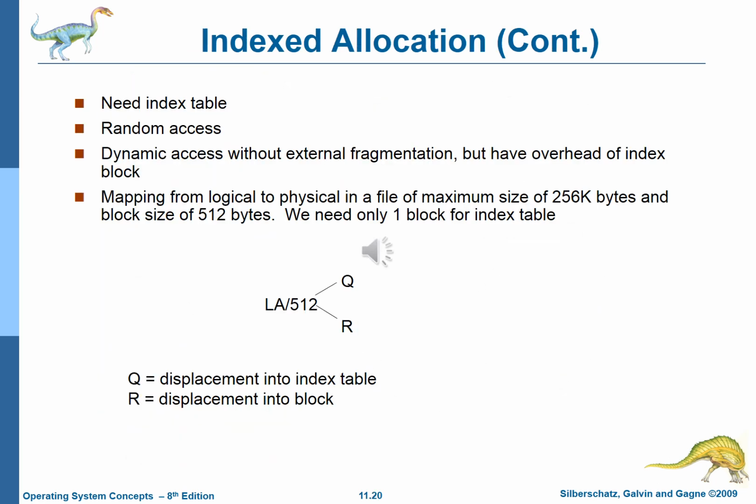An advantage of index allocation is that it is suitable for random access. Suppose you want to access any block: first access the index block, the index block will contain the address of that block, and then that block can be accessed. As compared to linked allocation, where accessing a block requires accessing all the earlier blocks, that is not there with index allocation. So it is faster, but it needs an additional block, the index block, that contains the index table.